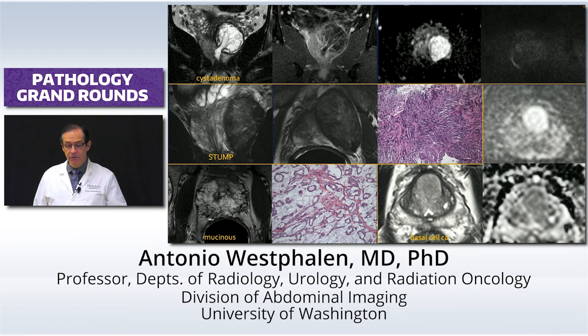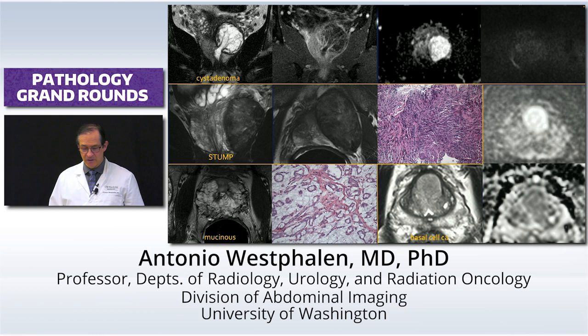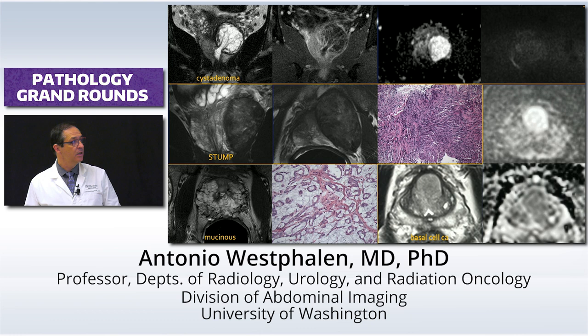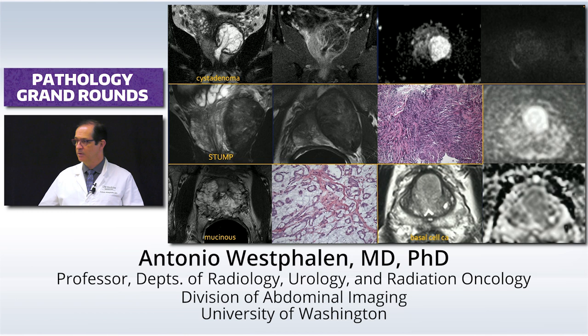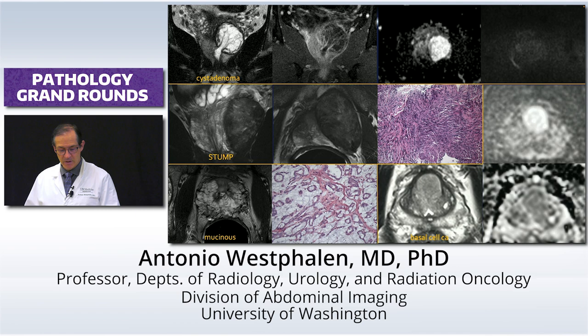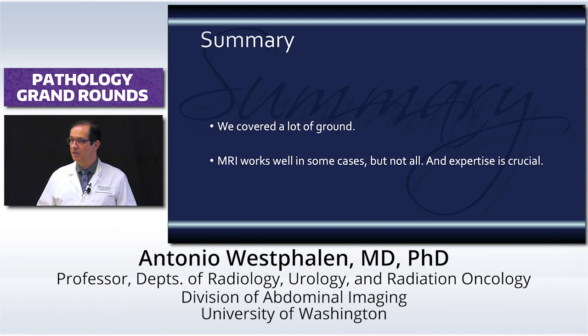And these are some unusual cases that we can now see every once in a while. So it's not only the usual bread and butter adenocarcinomas, but we have cystadenoma, stump, the mucinous type, a basal cell. And each of these has its own particular characteristics on imaging, just as they do in pathology. We're not 100% certain all the time, but we can bring some different types of diagnosis as well. So in summary, it's a lot to cover in an hour, and it's way too much.